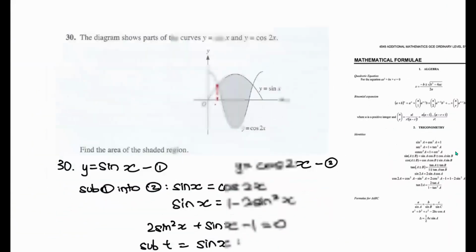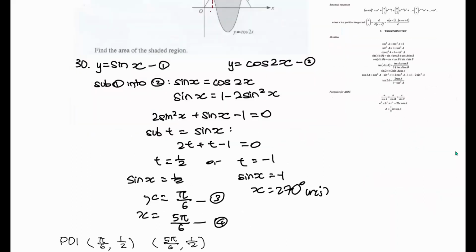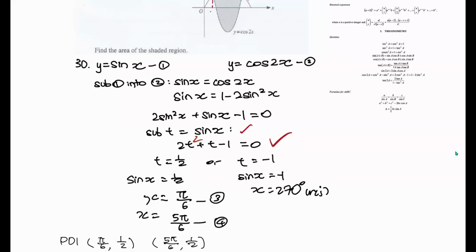Sin x equal cos 2x, replace with 1 minus 2 sin square. So you get a quadratic. 2 sine square minus 1. You missed out a square. But anyways, let's see. I think I typed it with the square into the calculator. But you got the t correct though. T equal half and t equal -1. Then you just sub back in with sine x. It's okay so far.